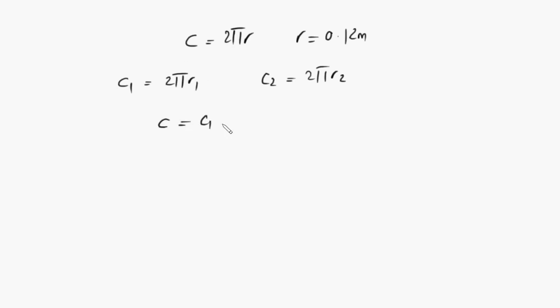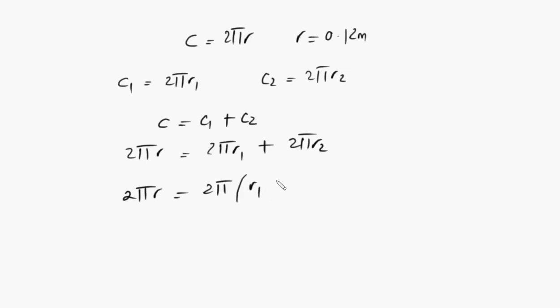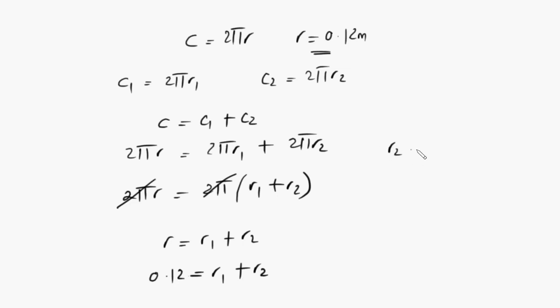So my C is just C1 plus C2. My C is 2 pi r, so C1 is 2 pi r1 and C2 is 2 pi r2. So 2 pi r is just 2 pi, factoring it, times (r1 plus r2). So r is equal to r1 plus r2. But what is r? R is 0.12 meters. So 0.12 is equal to R1 plus R2, in meters. So R2 is also equal to 0.12 minus R1.